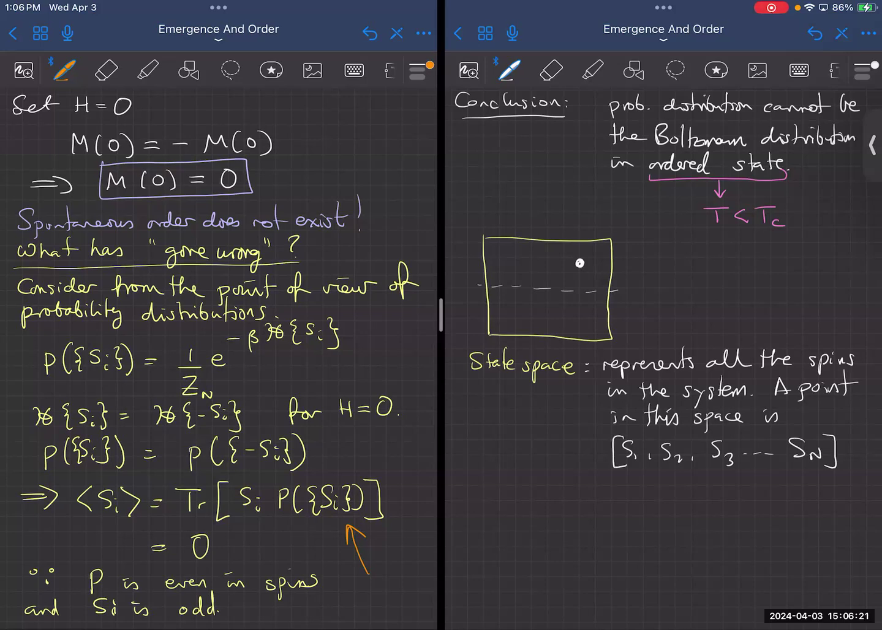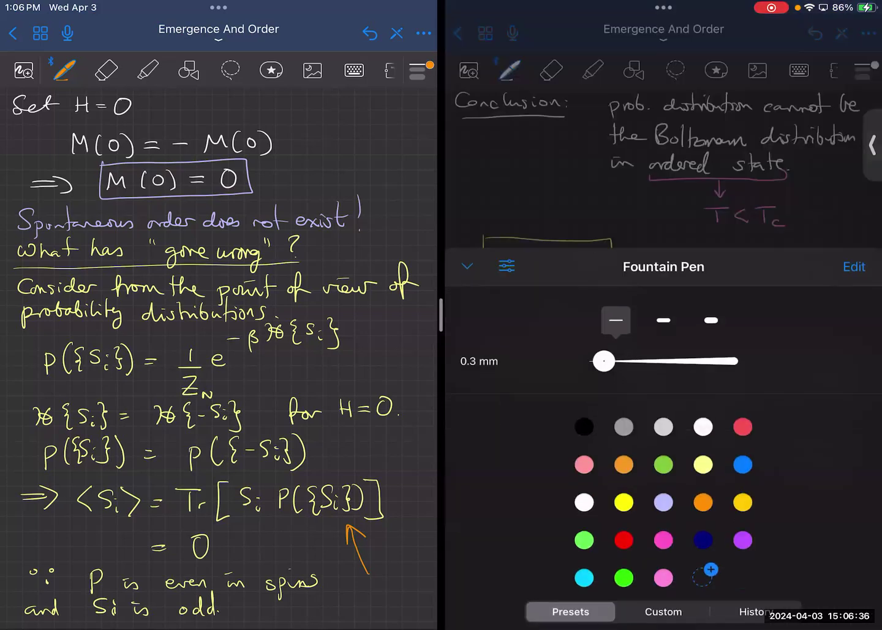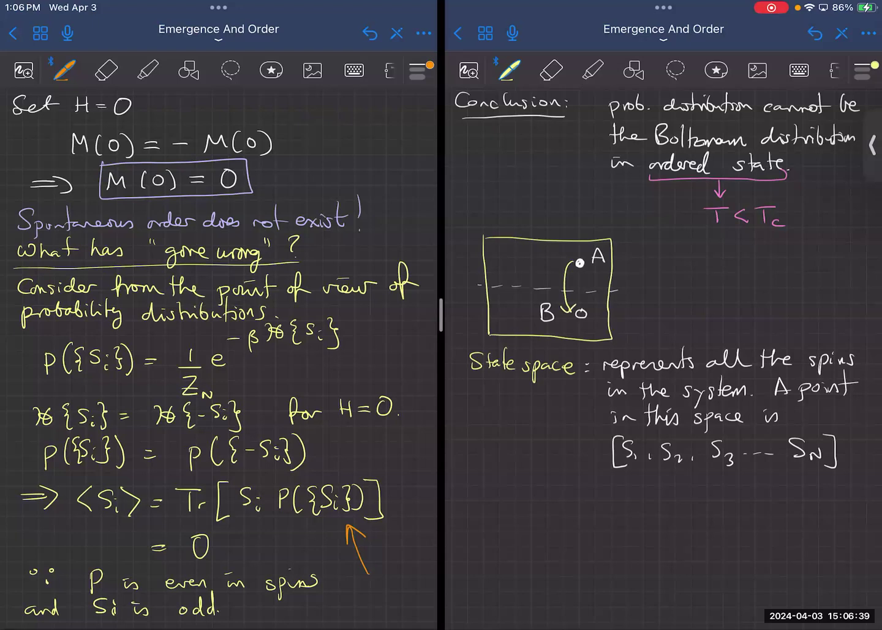This is a space where each point represents this possible vector. So let's suppose that this is the state A, and then I've got another state over here which I'll call B, and this state is related to the first state by time reversal symmetry. So the vector S_A is equal to minus the vector of spins S_B. According to the Hamiltonian, both of these states are equally likely. And so when we average over this whole space, we're going to get 0.